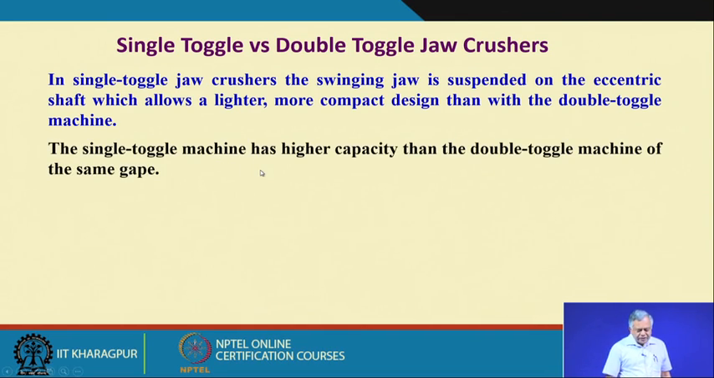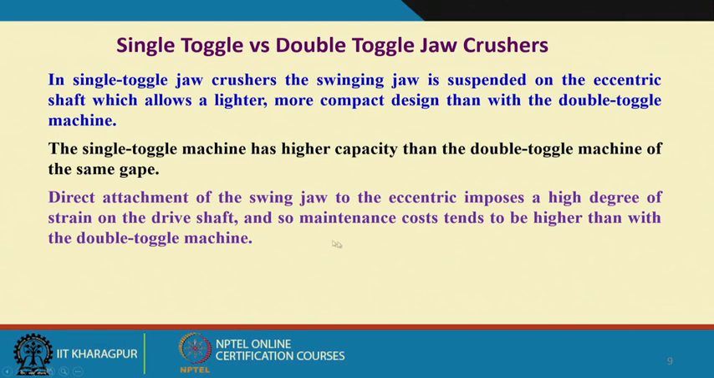The single toggle machine has higher capacity than the double toggle machine of the same gap, because the delay time between the compression action and the release action is much less, since you have got a single toggle. So, that is why you can process more material per unit time than with the double toggle machine.